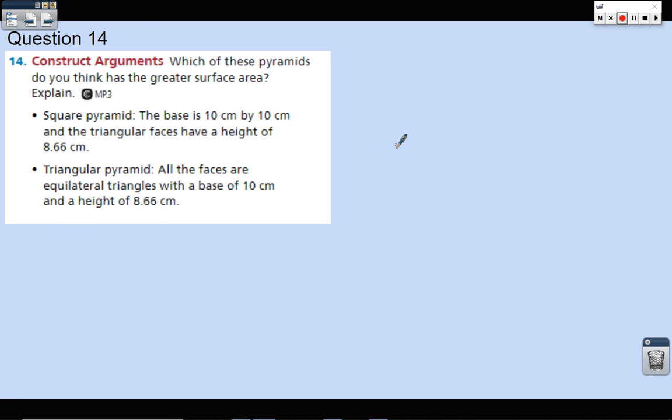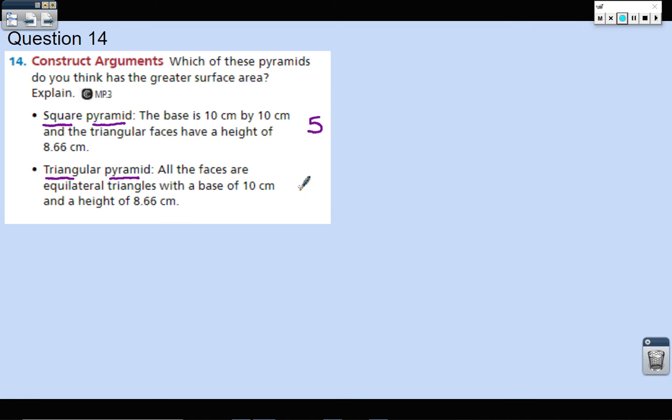It says here, which of these pyramids do you think has the greater surface area? Explain. Well, we have a square pyramid, and we have a triangular pyramid. The first thing to me is, I think, wait a minute, a square-based pyramid has a square base plus 4 triangular faces. So this has 5 faces.